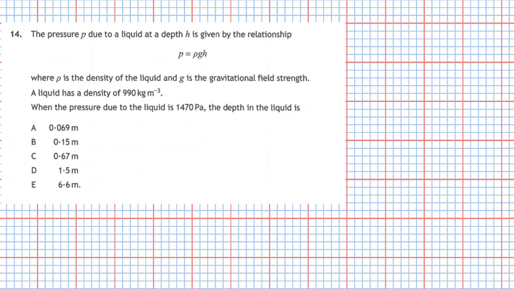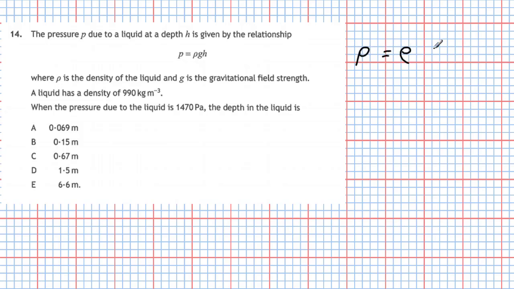Question 14 from section 1 of the 2019 National 5 Physics Examination. The pressure P due to a liquid at a depth h is given by the relationship P equals rho g h, where rho is the density of the liquid and g is the gravitational field strength. A liquid has a density of 990 kilograms per cubic metre. When the pressure due to the liquid is 1470 pascals, the depth of the liquid is, and you're given 5 choices. This is just a case of rearranging the equation.